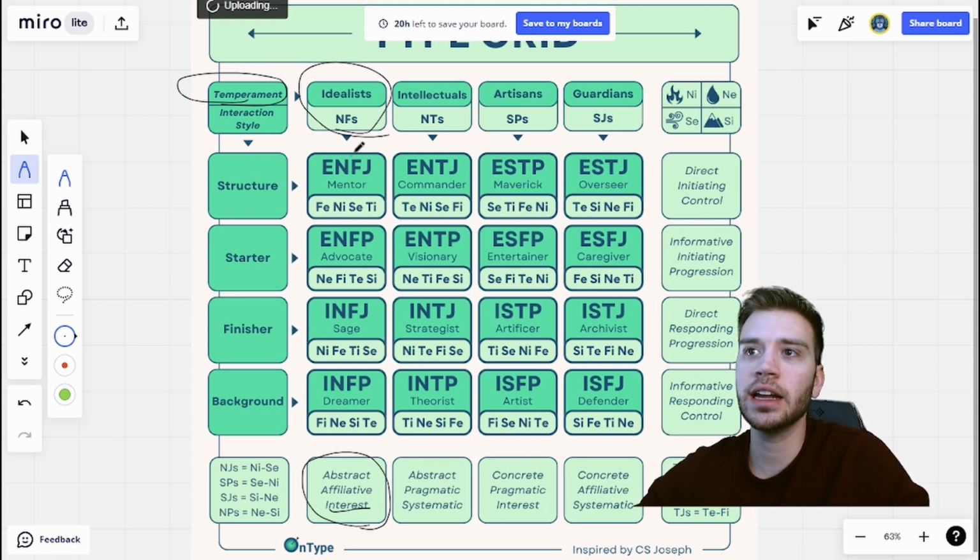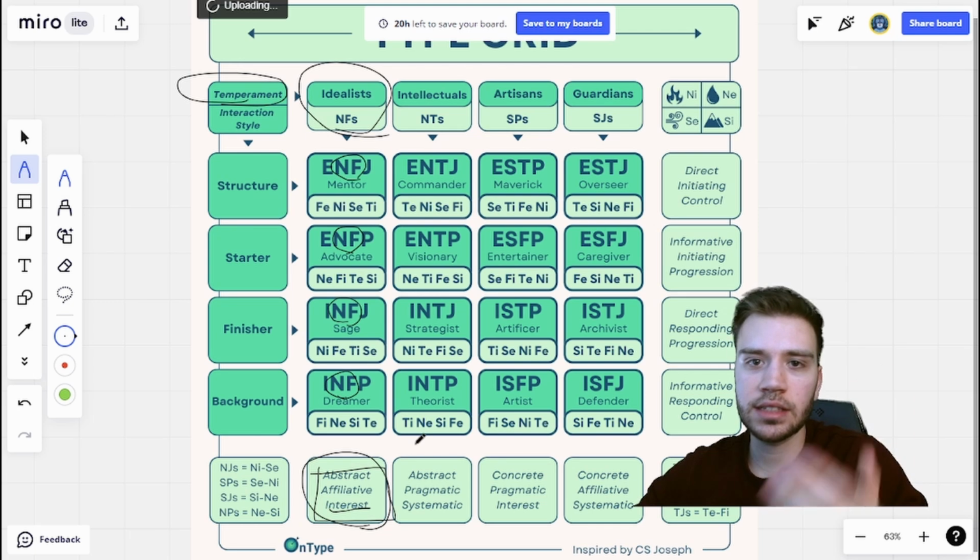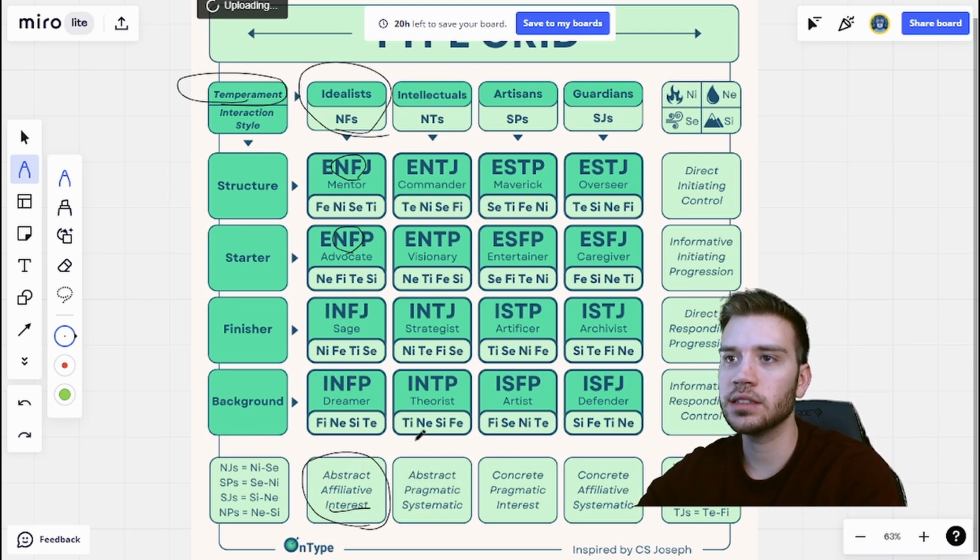But basically, NFs are anybody, as you can see here, with their second and third letter being N and F. So these types all are the idealist temperament, and they would all have these elements. That's the first way you can look at these different types and how they're categorized.